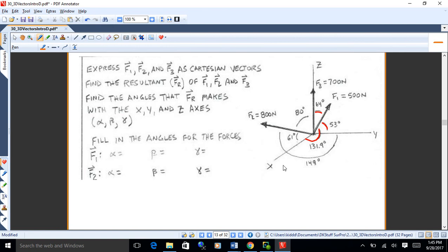So what I've done there, I've plotted up 3 vectors, F1, F2, and F3. Now F3 is the easiest of the bunch. It's just going straight up. It's in the Z direction. But F1 and F2 get the given angles there with the X, Y, and Z axes. So why don't you write down alpha, beta, and gamma for F1 and F2. What are they?